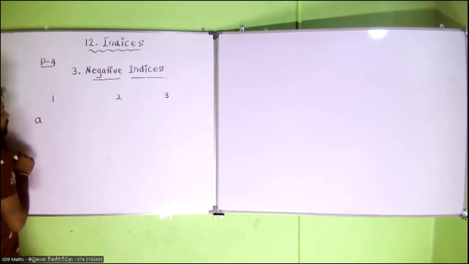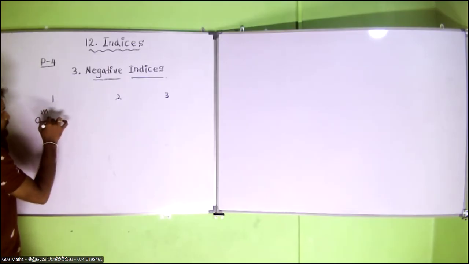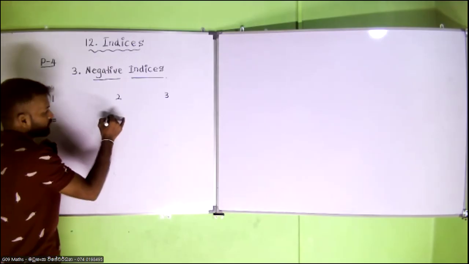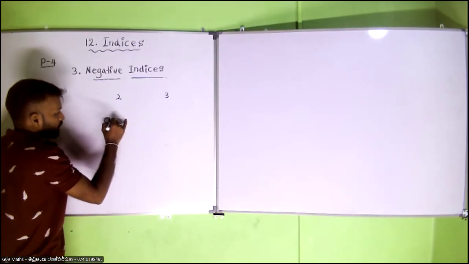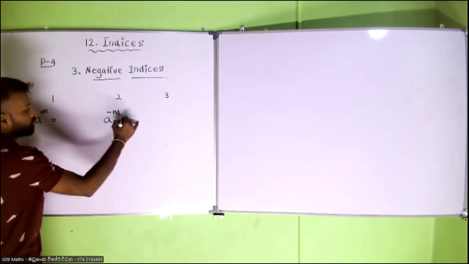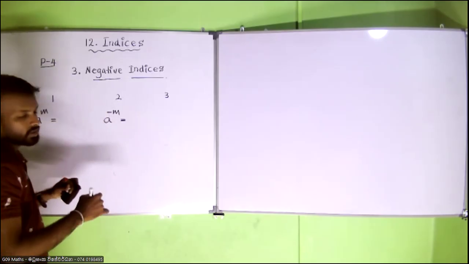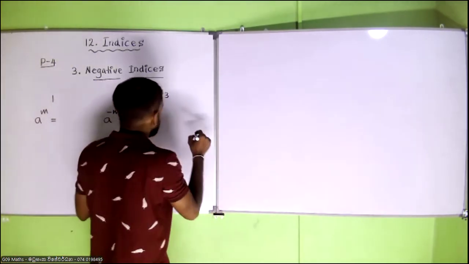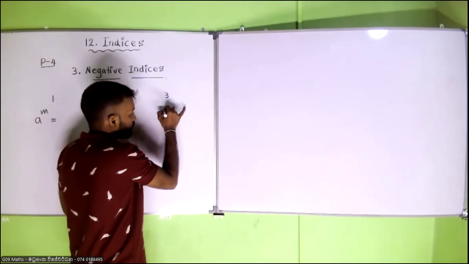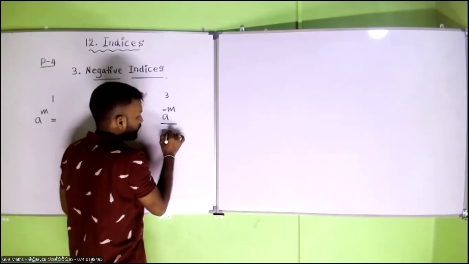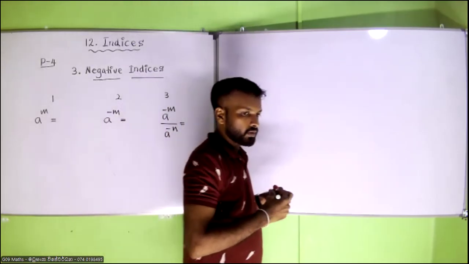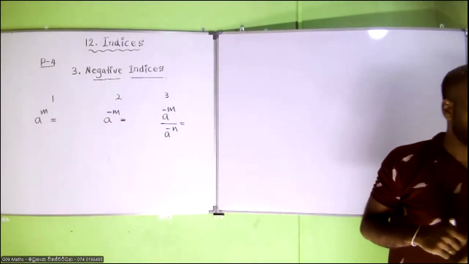Base is A, power is M. Please make sure that this turns negative. Base is A, power is negative M. Please convert this negative M into positive M in the second box. This one, A to the power minus M divided by A to the power minus N. Please make sure that you have positive powers on this. Right? In the third box.